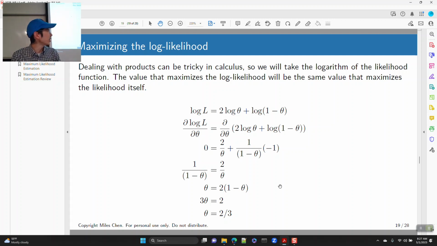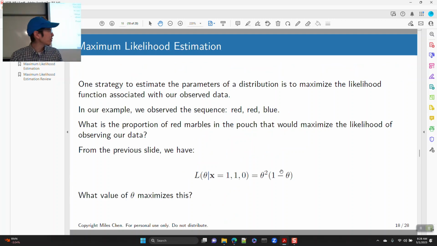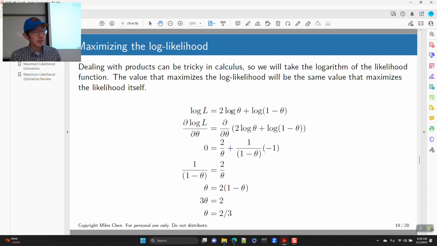So we have the log likelihood, which we statisticians just throw around. Again, the reason is that taking the derivative of a product is trickier than taking the derivative of a sum. So we take the log of theta squared times 1 minus theta, which becomes 2 log theta plus log of 1 minus theta. So the log of our likelihood function is this. And then we ask, what is the derivative of this with respect to theta?